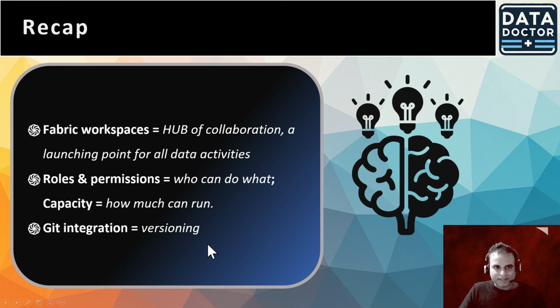In the end, we will go through the recap slide. What we have learned in this video so far is about Fabric Workspaces, which can be called a hub of collaboration, and a launching point for all your data activities. We discussed a bit about roles and permissions, which is again who can do what in Fabric. Capacity means how much we can run, so this is about processing power. And finally, the Git integration point, which is the version control. We take this knowledge that we have learned so far and go to our demo part in the next part of this video, where we will see how these things are done in the Fabric portal.